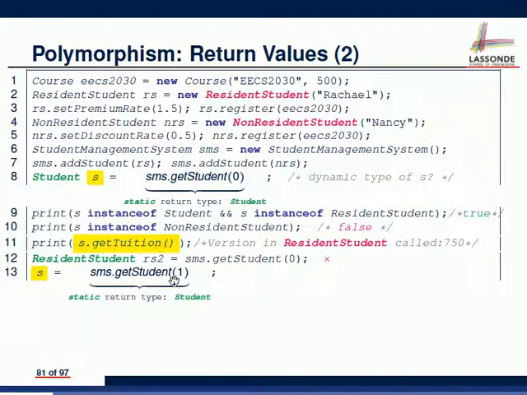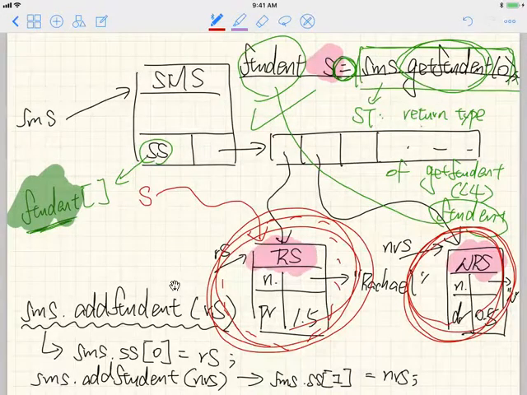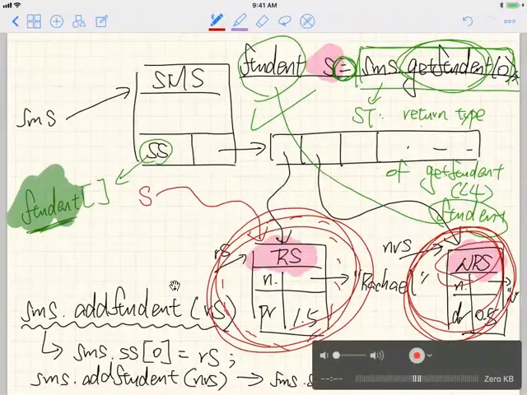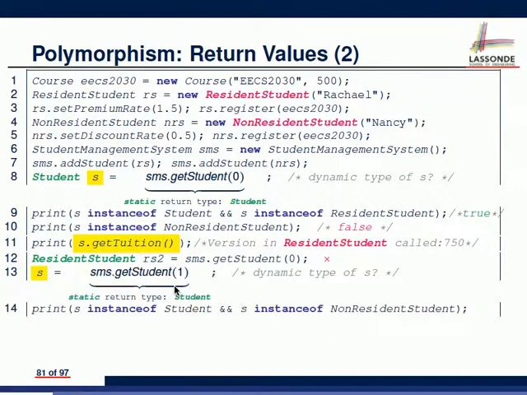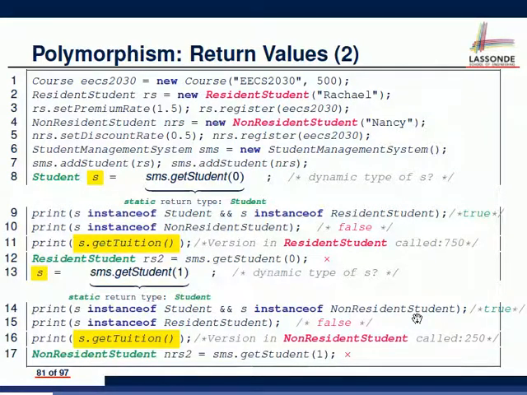Now, let's say I pass 1 over here. SMS.getStudent 1. So now what I will retrieve is this object over here instead, at position 1. Now, the dynamic type is now not ResidentStudents, but NonResidentStudents. Over here, you can see that the dynamic type is NonResidentStudents. Okay. Now, in this case, you can also do the instanceof check. You can just say it's a NonResidentStudents, of course, instanceof NonResidentStudents, right?